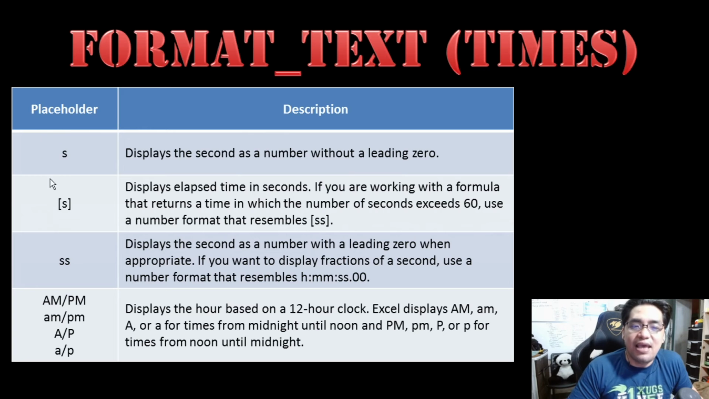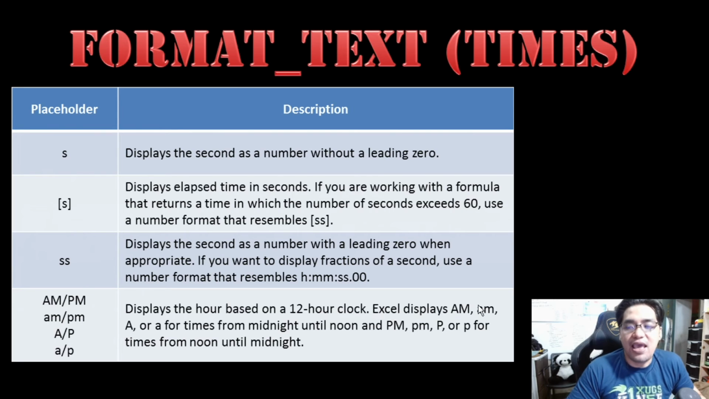And lastly, S is for seconds. S displays the seconds as a number without a leading zero. S in brackets displays elapsed time in seconds when you're working with something that exceeds 60 seconds. SS displays the second as a number with a leading zero when appropriate. Finally, you have here the following: either capital AM or PM, small letters am or pm, capital A or P, or small letters a or p. Displays the hour based on a 12-hour clock.